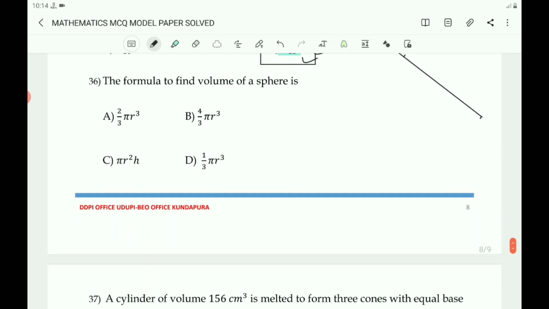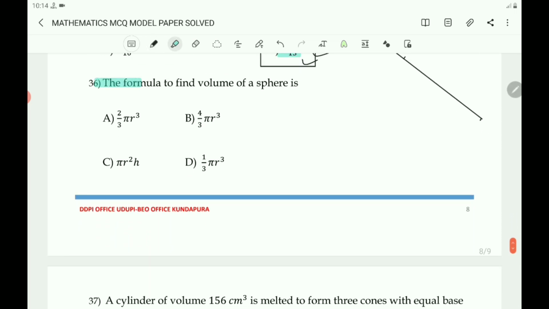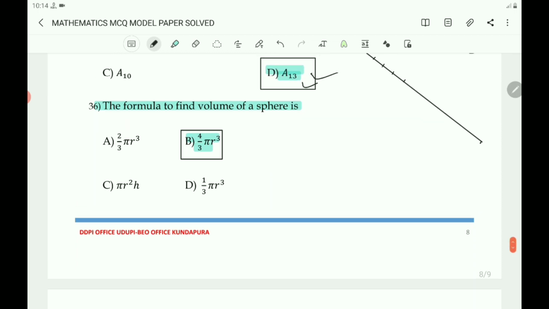Next you take the question number 36. The formula to find volume of a sphere. It is a direct question. What is the formula to find the volume of the sphere? That is 4 by 3 pi r cube. You must know the formula by heart, all the formulas. So 4 by 3 pi r cube. That is the formula to find the volume of a sphere.